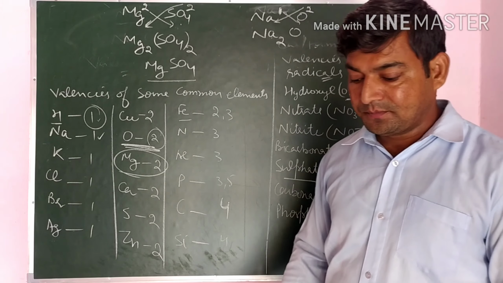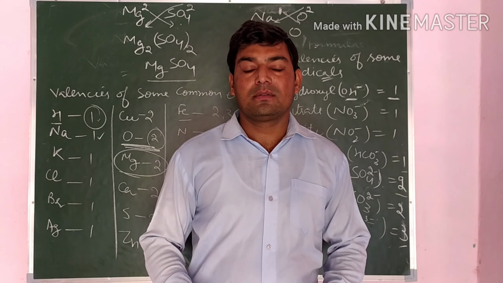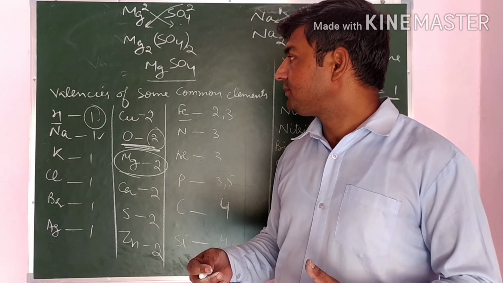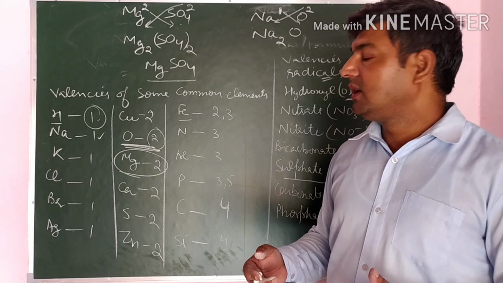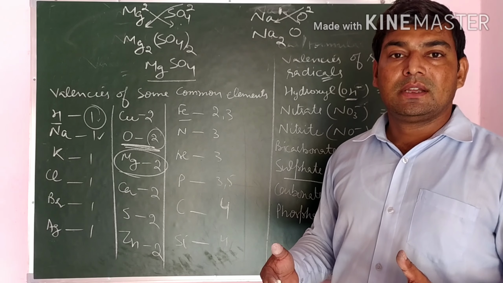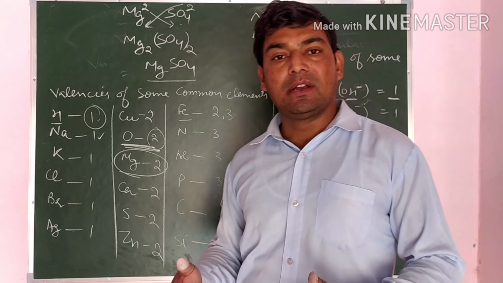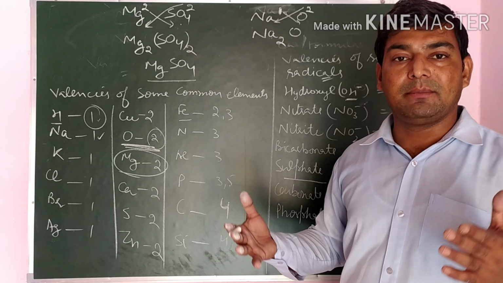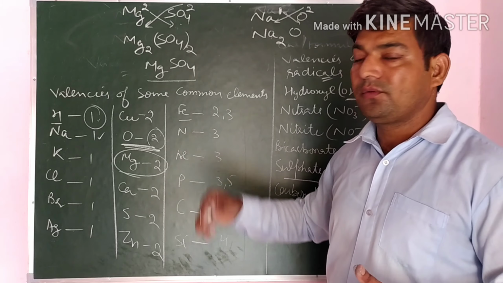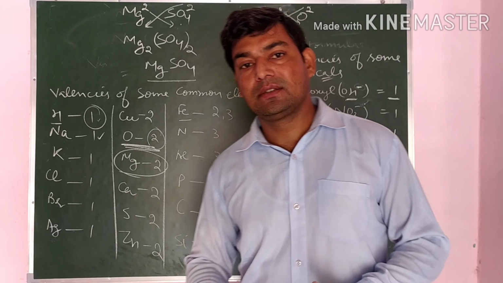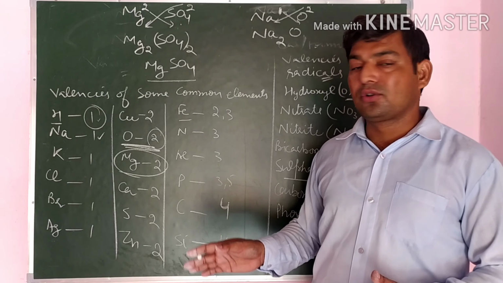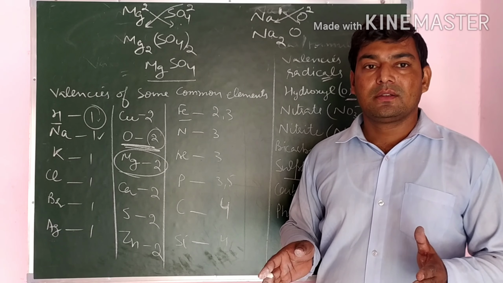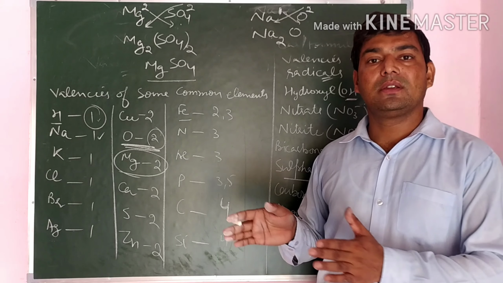So students, in this chapter and in this part we have studied the symbols, atomicity, chemical formula, and the valencies, and how to write the chemical formula on the basis of valencies. So students, read this chapter thoroughly and read the notes thoroughly so that you are able to do the assignment.